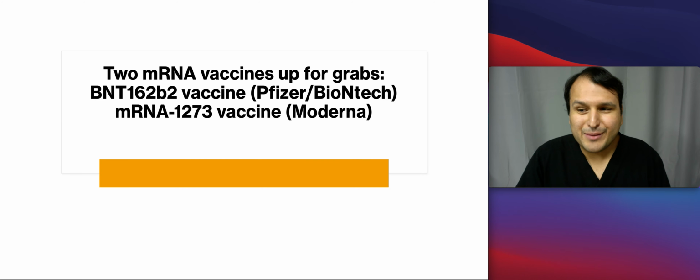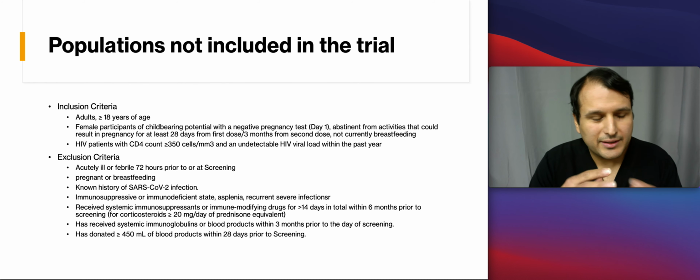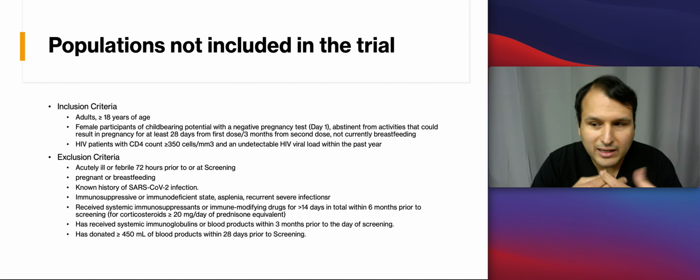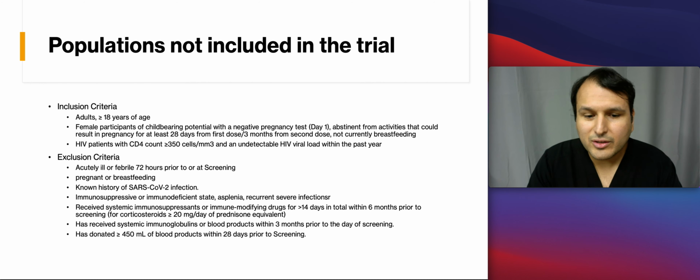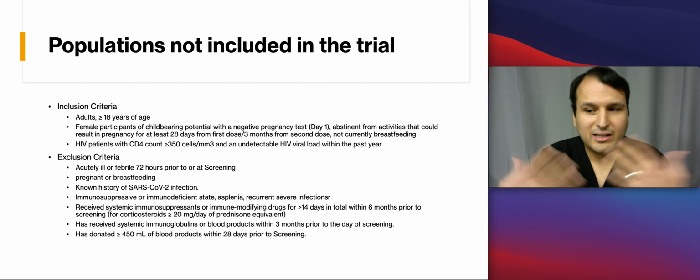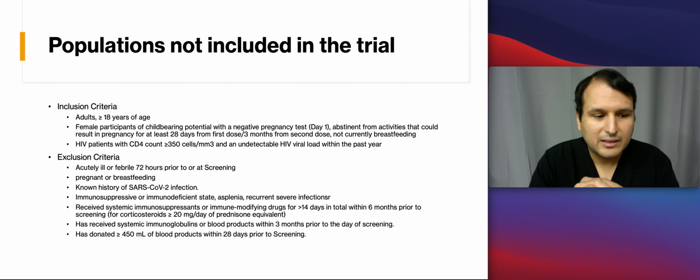Those are their special names. And important for you to know, these are the inclusion criteria. So you have people that are over the age of 18. They made sure that the females were not pregnant, and they also had to be abstinent anywhere between 28 days to at least 3 months from the second dose, and they couldn't be breastfeeding. This is something that you're going to have to discuss with your healthcare provider. But this population in the trial did not include women that were pregnant or breastfeeding.